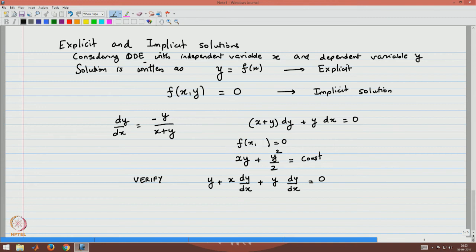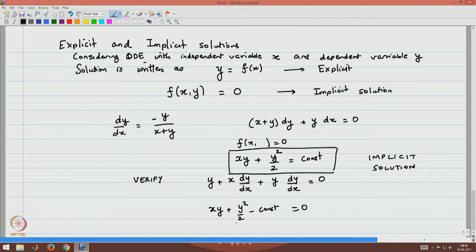If you see the solution, this is what is called an implicit solution. In other words, we wrote some function of x y equal to constant, or you can write x y plus y square by 2 minus constant equal to 0. So, what we wrote is some function f of x y equal to 0. So, you can have these implicit and explicit solutions to differential equations, and you will encounter both of these during various courses. I will conclude this lecture here for now, and in the next lecture we will look more closely at methods to solve first order ODEs. Thank you.